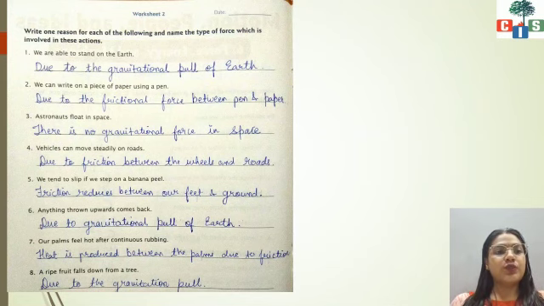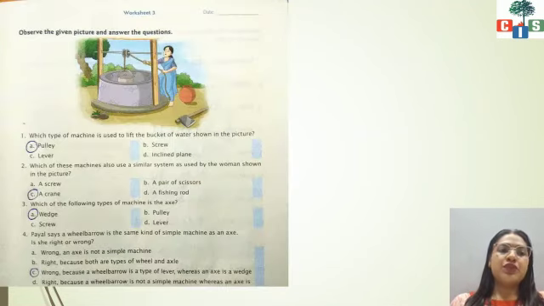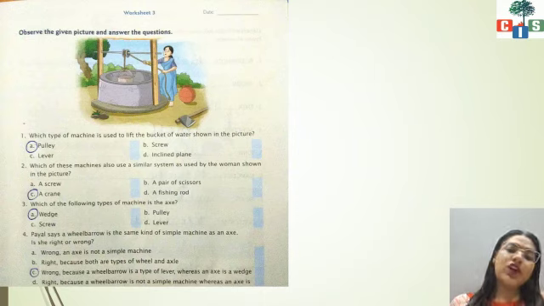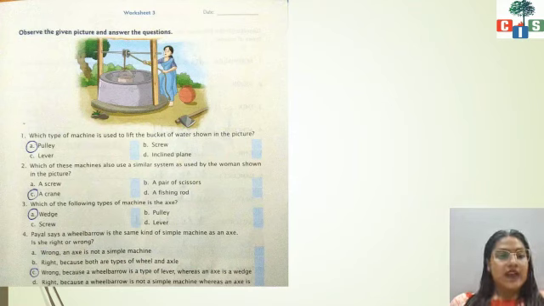Moving further to the next worksheet. Here we have to tick the correct answer. So number 1 is, which type of machine is used to lift the bucket of water? So what has been used? A pulley is being used. Can you see in the picture? Yes. Then which of these machines also uses a simple system as used by the woman shown in the picture? So another example of a pulley is a crane. Yes, so our answer is a crane.